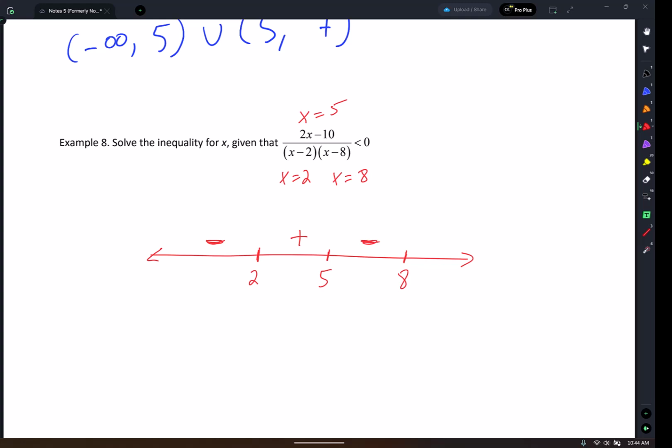Give me a number bigger than 8. 10. 2 times 10 is 20. 20 minus 10 is a positive number, 10. So I have a positive in the numerator. 10 minus 2, positive or negative? 10 minus 8, positive or negative? Positive divided by positive? Positive.